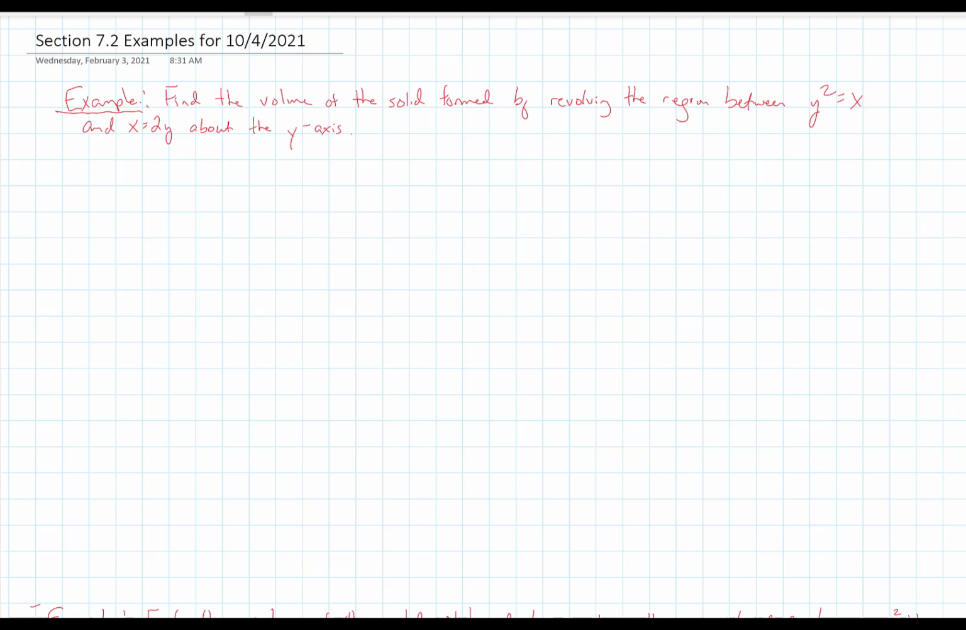Okay, so let's keep looking at some examples for finding the volume. So this first one, let's find the volume of the solid formed by revolving the region between y squared equals x and x equals 2y about the y-axis. So as always, our first step should be to sketch this function out.